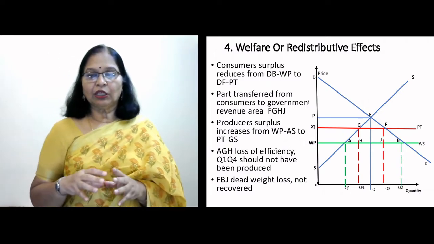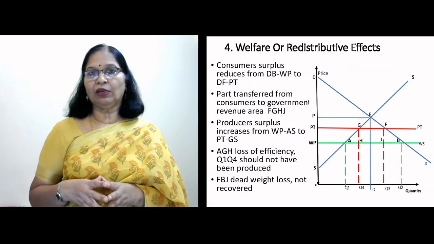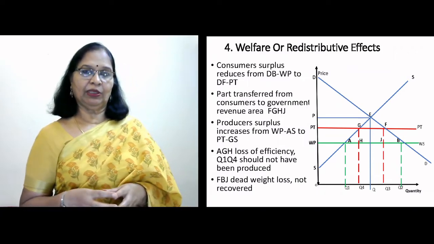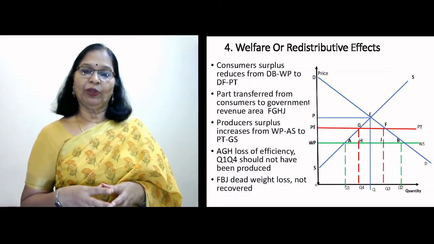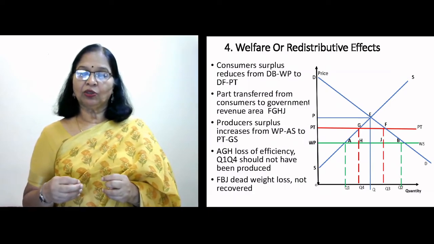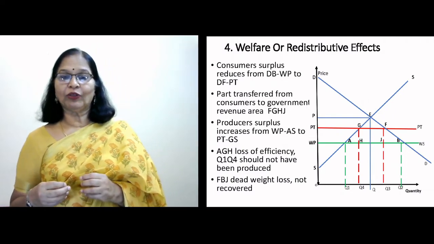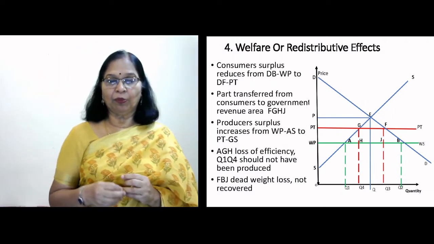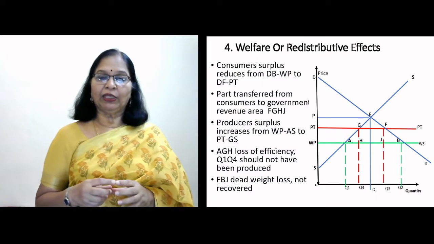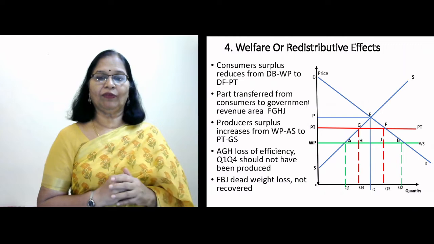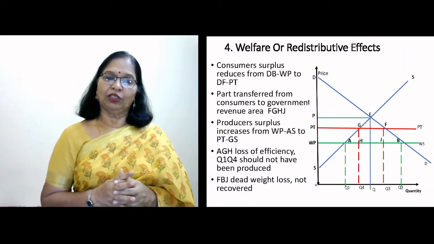Now, of the consumers who have lost their welfare, part of that welfare they have lost to the government in the form of revenue. Out of the total surplus, the consumer surplus that the consumer would have got, which was DBWP, a part of that, the red square area GFHJ, has already gone to the government. So that's a loss for the consumer.